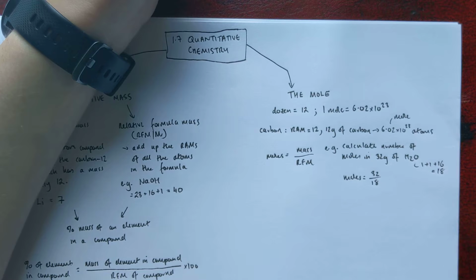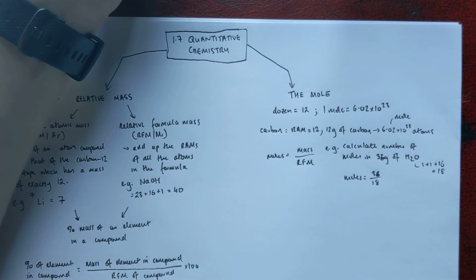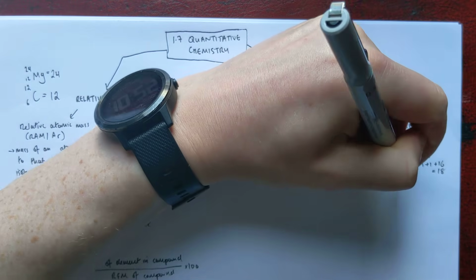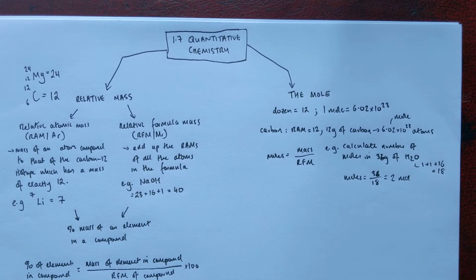So the sum becomes 32 over 18. I'm actually going to change it slightly, I used the wrong number here. It's easier if we go for 36 grams, because 36 over 18 gives me a nice round number. That would give you 2 moles of H2O.